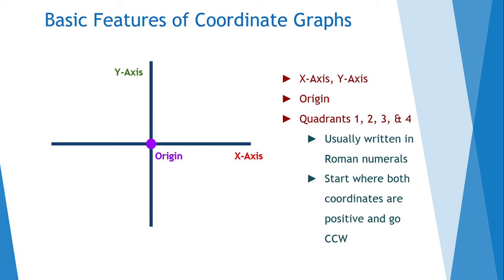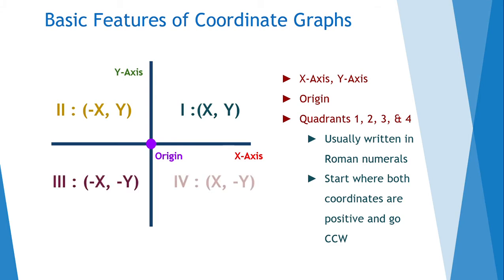Now, if we look at the entire graph, the x and y-axis form a sort of plus sign that divides the plane into four sections, which we call quadrants. They're all labeled from 1 to 4, starting from the top right and moving counterclockwise, but you'll usually see them as Roman numerals. The first quadrant is where both x and y coordinates are positive. The second is where just the x coordinate is negative. The third is where both coordinates are negative. And the fourth is where just the y-coordinate is negative.